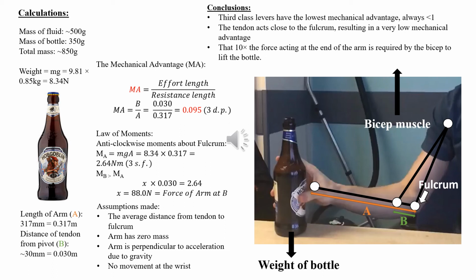We can therefore calculate that third-class levers have the lowest mechanical advantage at the arm, as this is the third-class lever with a mechanical advantage much less than 1. This is due to how close the tendon is to the fulcrum. We can also conclude that the force required to lift the bicep with a bottle is 10 times the force acting at the end of the arm where the bottle is being held.